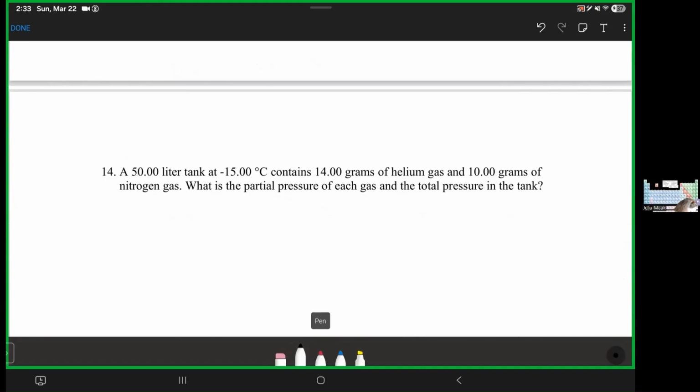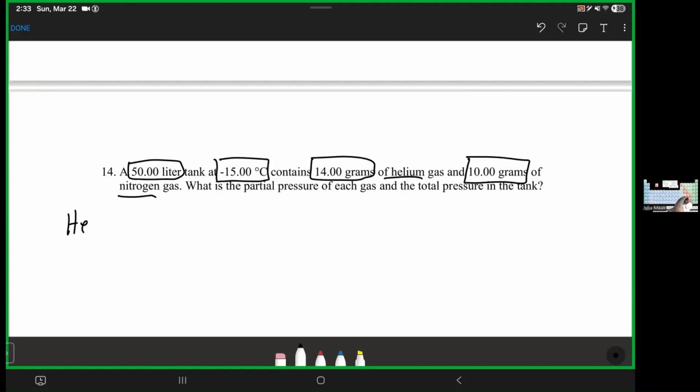Okay, so let's look at this next one. I have a 50-liter tank at this temperature and that many grams of helium, and I have 10 grams of nitrogen. What is the partial pressure of each gas in the tank and the total pressure? So I don't think I'm going to do this problem. I think I'm going to let you do this problem on your own because it's just like the problem above. You're going to do 2 different gas laws. You're going to do 1 gas law for your helium and 1 gas law for your nitrogen.